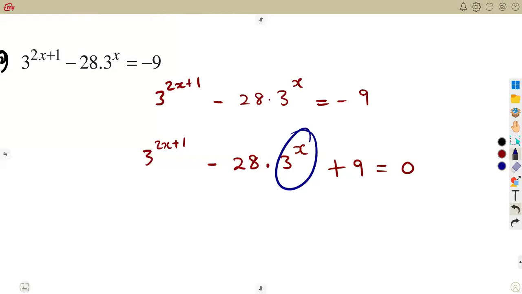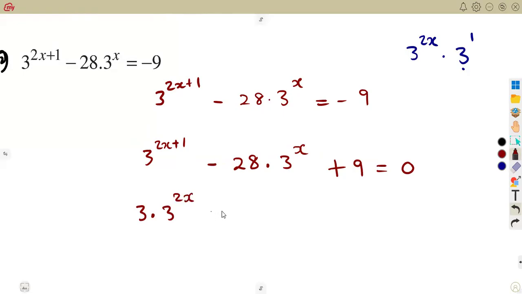All right, let's focus with x. 3 to the exponent of 2x. Remember I said when you are adding, it means 3 to the exponent of 2x times 3 to the exponent of 1. So 3 to the exponent of 1, guys, is just 3. So it's 3 times 3 to the exponent of 2x, minus 28 times 3 to the exponent of x plus 9 is equal to 0, guys.